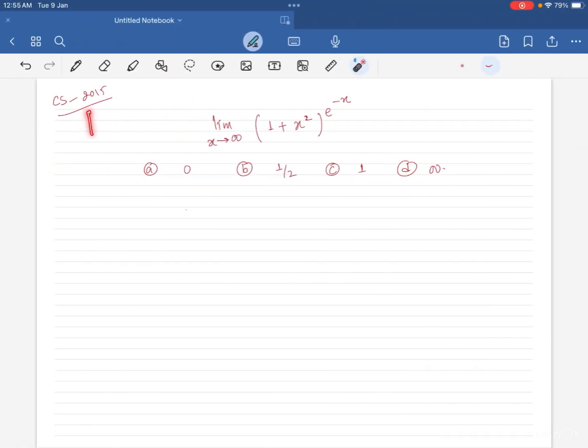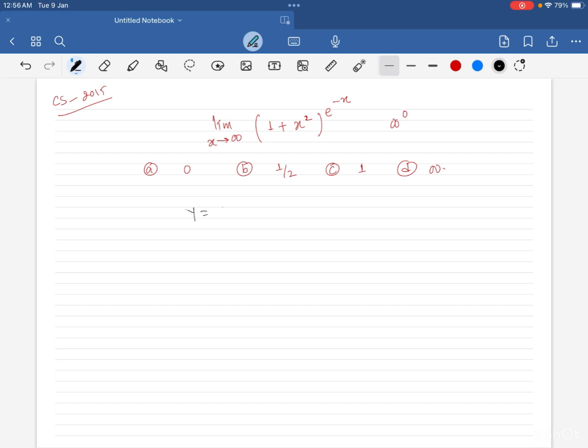So this question is from CS 2015. Now if you put this limit, what form are you going to get? That is infinity to the power 0. So that is one of the indeterminate forms. So we can proceed with this kind of question.